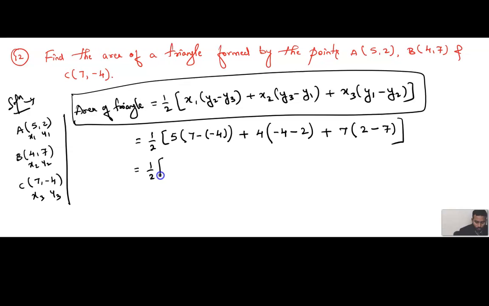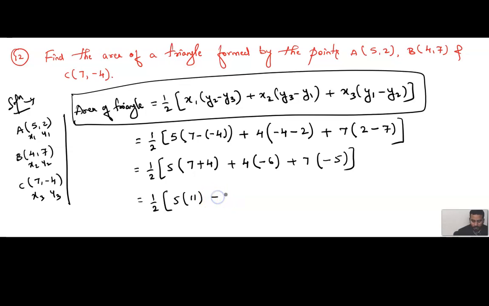Next, half into 5 into 7 minus into minus plus 4. Then 4 into minus 4 minus 2 is minus 6, plus 7 into 2 minus 7. We cannot subtract 7 from 2, so minus 7 minus 2 is 5. It equals half into 5 into 7 plus 4, that is 11, plus into minus, minus 6 4s are 24, plus into minus, minus 7 5s are 35.